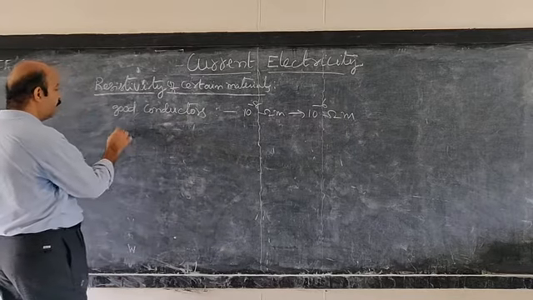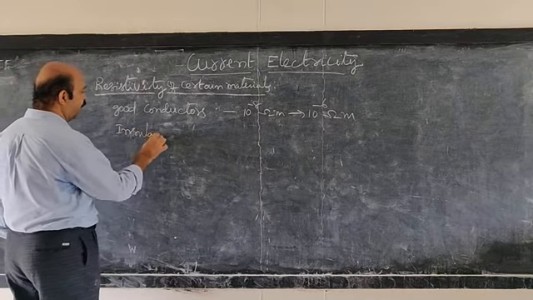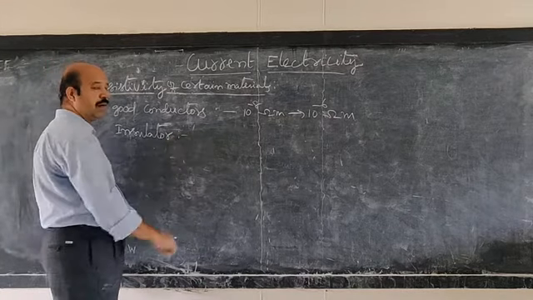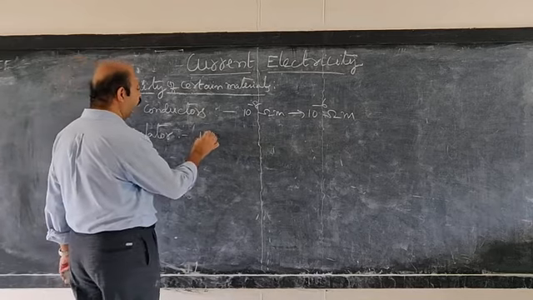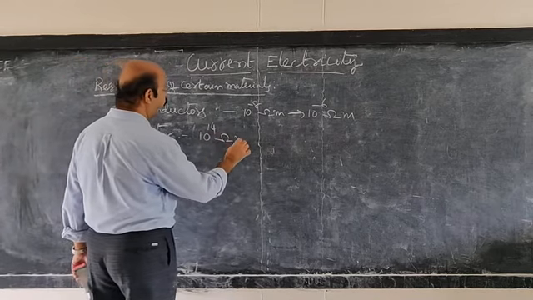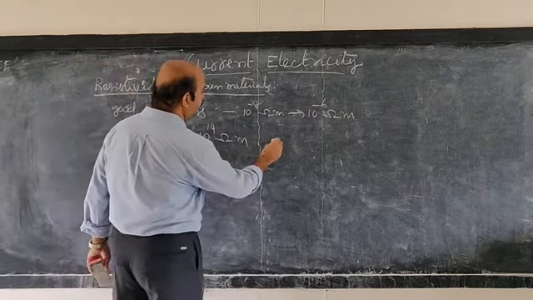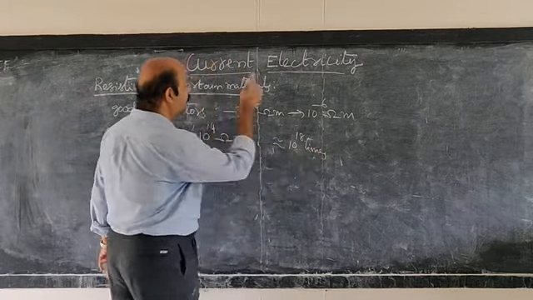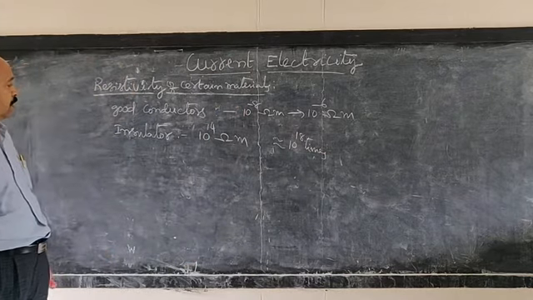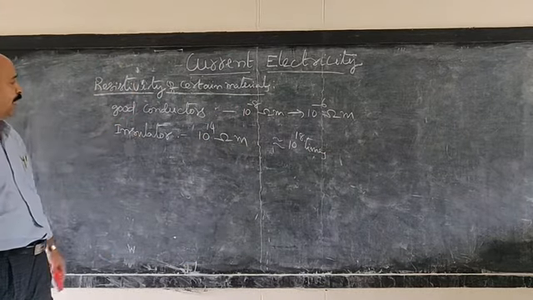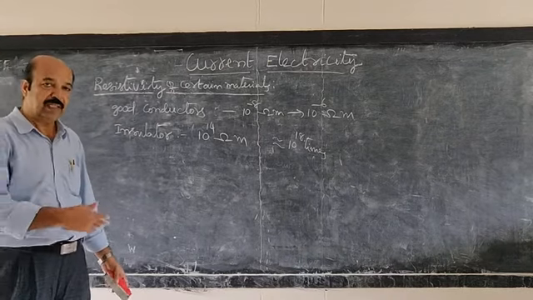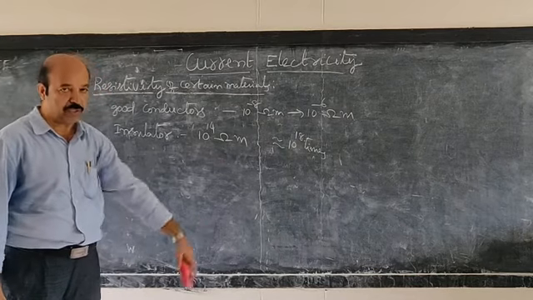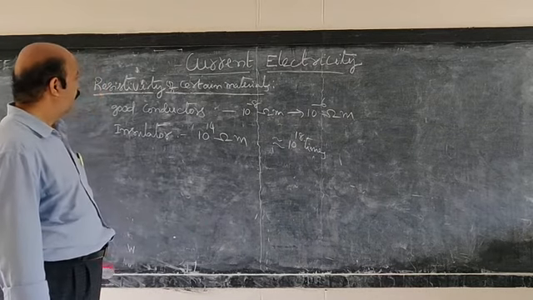In the case of insulators like rubber, plastic, porcelain, mica, etc., they have resistivity on the order of 10 power 14 ohm meter, which is nearly 10 power 18 times that of good conductors. In between these two types, good conductors and insulators, there are semiconductors whose value will be in between these two.